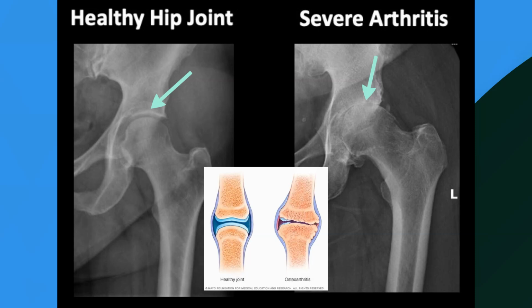In that model on the bottom, the colored picture shows the blue healthy cartilage and then an arthritic joint on the other side, on the right side, where the cartilage is gone. And then in the x-ray of the hip, that blue arrow with the severe arthritis shows none of that space between the ball and the socket. So that's complete bone-on-bone arthritis and severe arthritis of that hip joint.